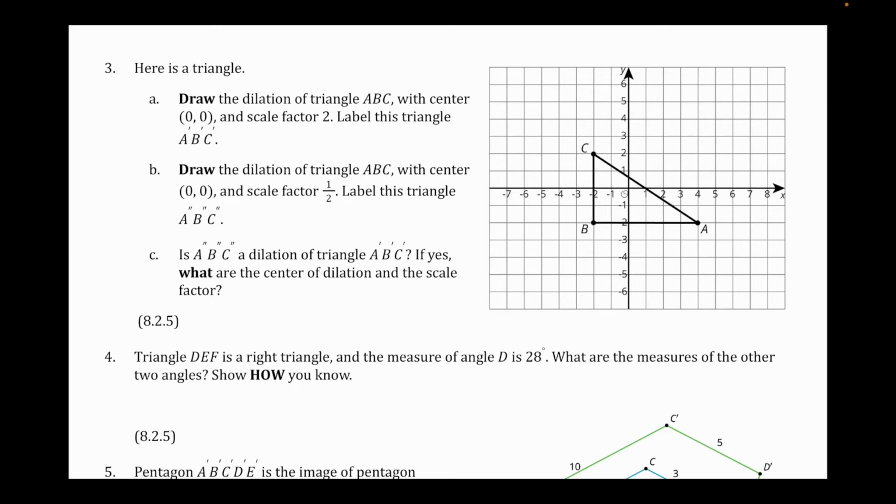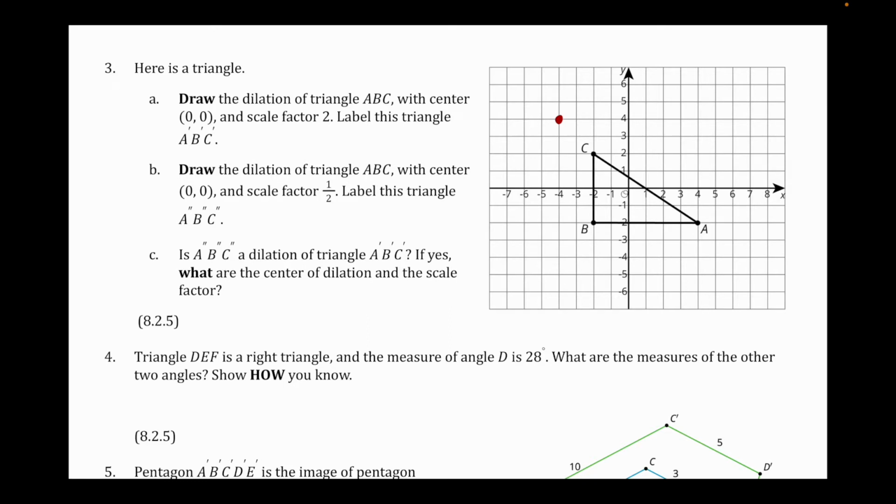So draw the dilation of triangle ABC with center 0, 0 and scale factor of 2. And we're going to label this A prime, B prime, C prime. So with a scale factor of 2, we are still starting at our center. And then following, if C goes up 2 and over 2, we're going to follow that same pattern again, up 2 and over 2 to find C prime, the same way that I did for the first question.